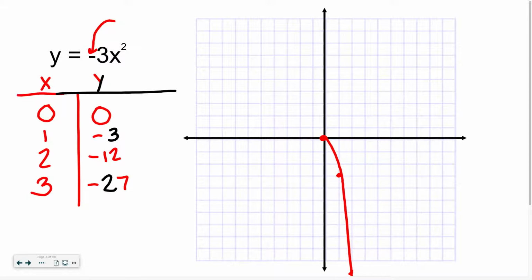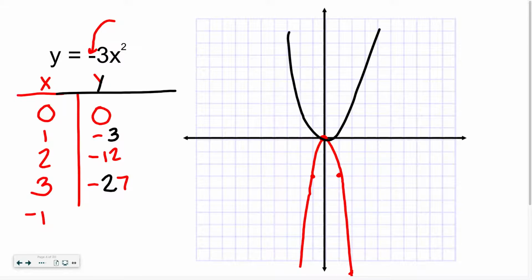You could also do negative 1. If x was negative 1, what's y? Negative 3. Negative 1 squared is 1 times negative 3 is negative 3. So my graph would look like that. Before you even start graphing, just look at the equation. You should be able to figure some things out. Some of you had graphs that look like this. There's no reason to have something going up. The negative 3 alone tells you that it should go down. Plus, if you plug the values in, if you made a little calculation error and all of those ended up being positive, just looking at the equation should give you a little bit of insight into that.